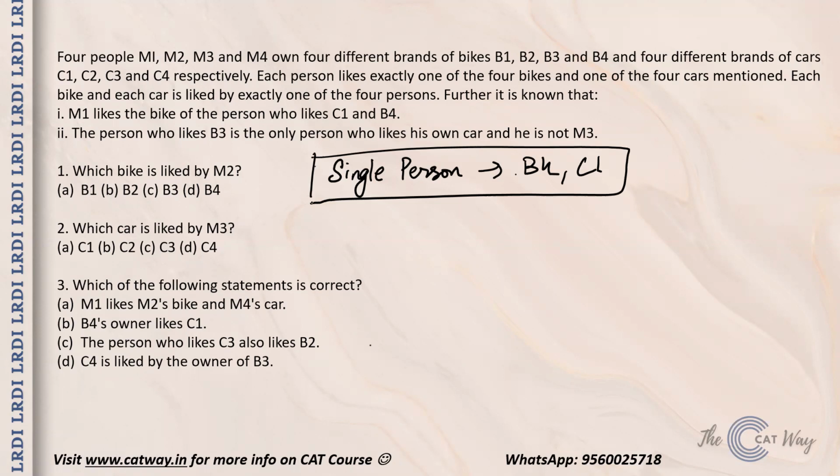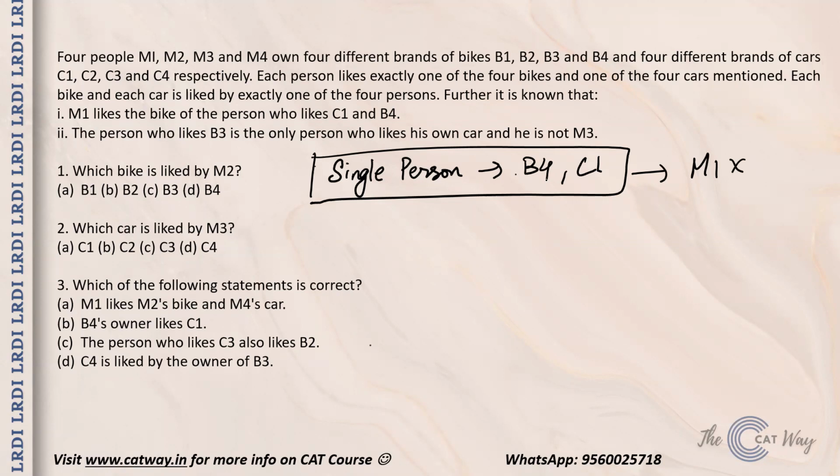And that person cannot be M1, because he has to like the bike of that person. So if M1 likes B4 and C1, M1 has to like the bike of himself, that is B1, but he is liking B4. So M1 is not the person who likes B4 and C1, right?